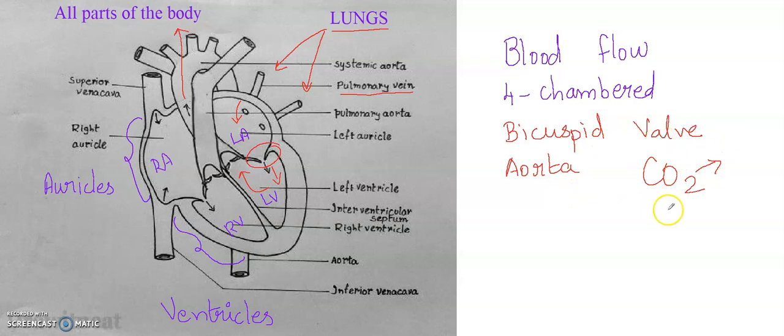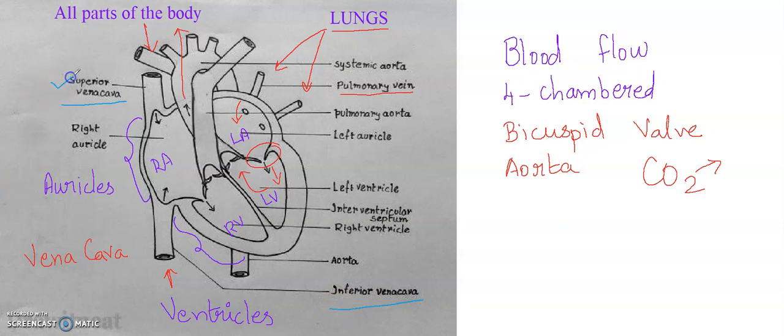Now, this carbon dioxide mixes with the blood and it needs to be carried again back to the heart from all parts of the body. And this is being done by a special structure called the vena cava. There are two types of vena cava based on the position. One is your superior vena cava and the other is your inferior vena cava.